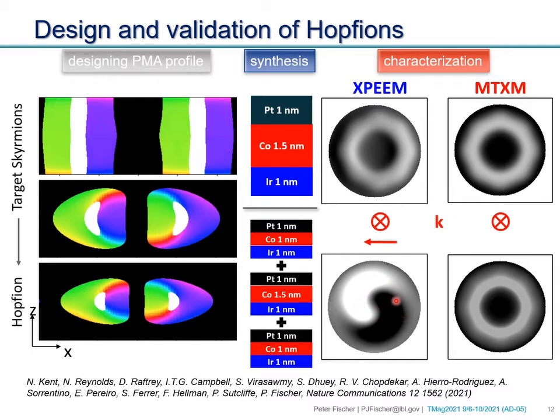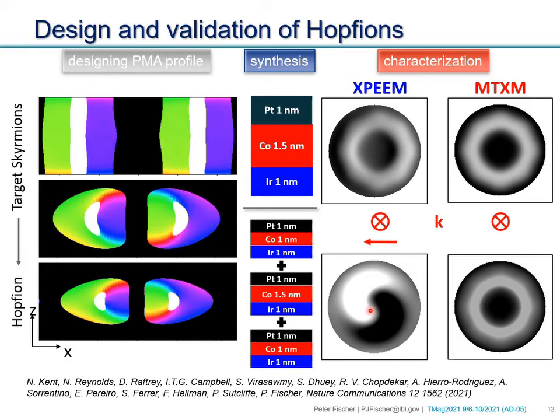And of course, if you then rotate the sample, that means we change the relative orientation between the K vector and the spin texture in the surface near region. This should allow us to really retrieve and reconstruct a fully three-dimensional spin texture in the surface near layer.